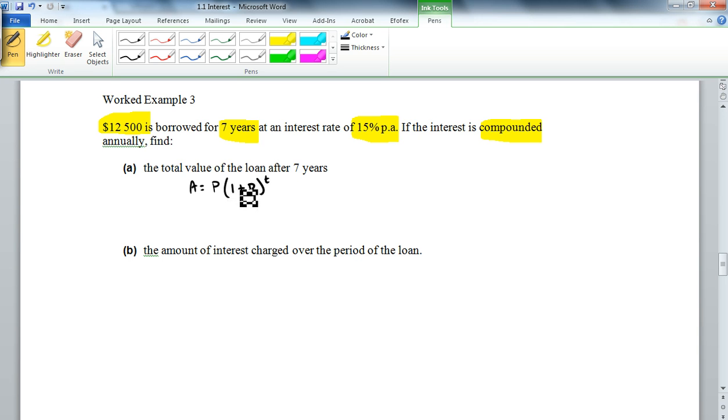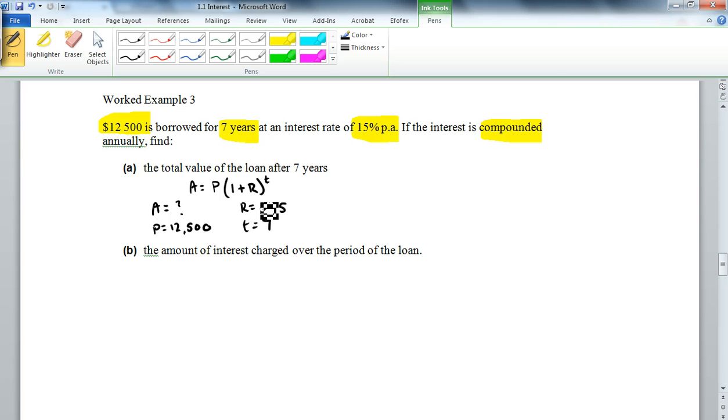Then I write in the information that I actually know. So A, we're trying to find out. That's what this question is asking us to find. P is equal to 12,500. That's the principal that we started with. The rate is equal to 0.15. Remember, 15% is 0.15 in decimal. And time is 7 years. So we've got all the information we need.